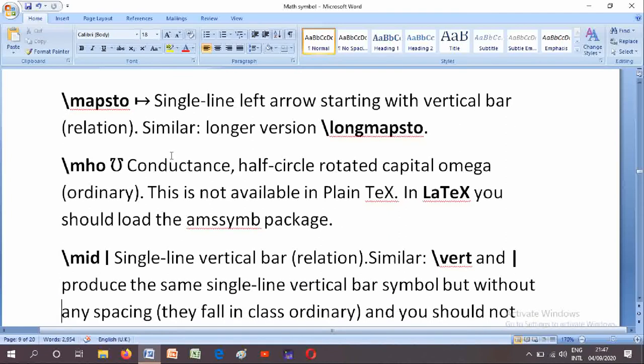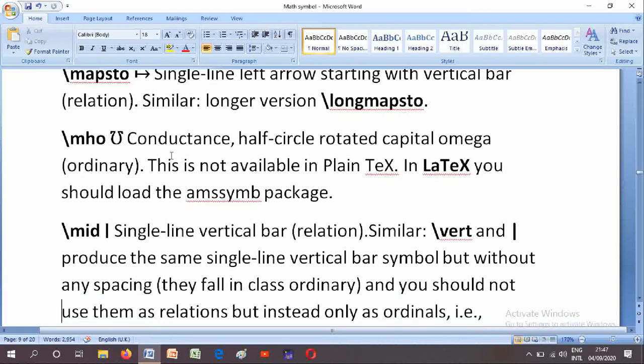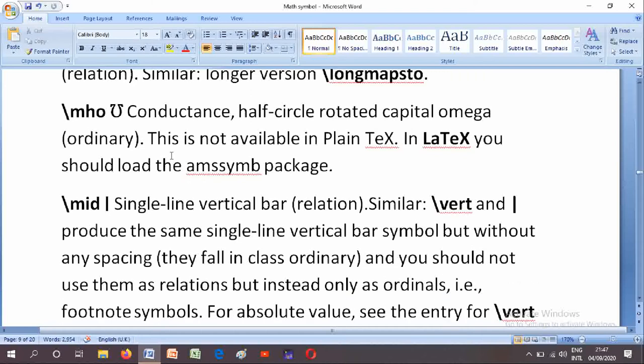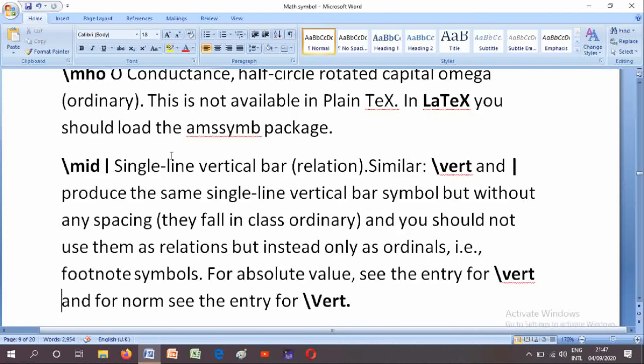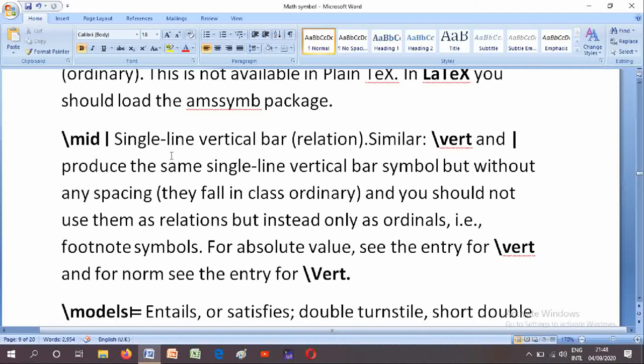\mid, single line vertical bar, relation, similarly \vert and \vert produce the same single vertical bar symbol but without any spacing. They are in class ordinary, and you should not use them as relations but instead only as ordinals. For absolute value, see the entry for \vert, and for norm see the entry for \Vert.